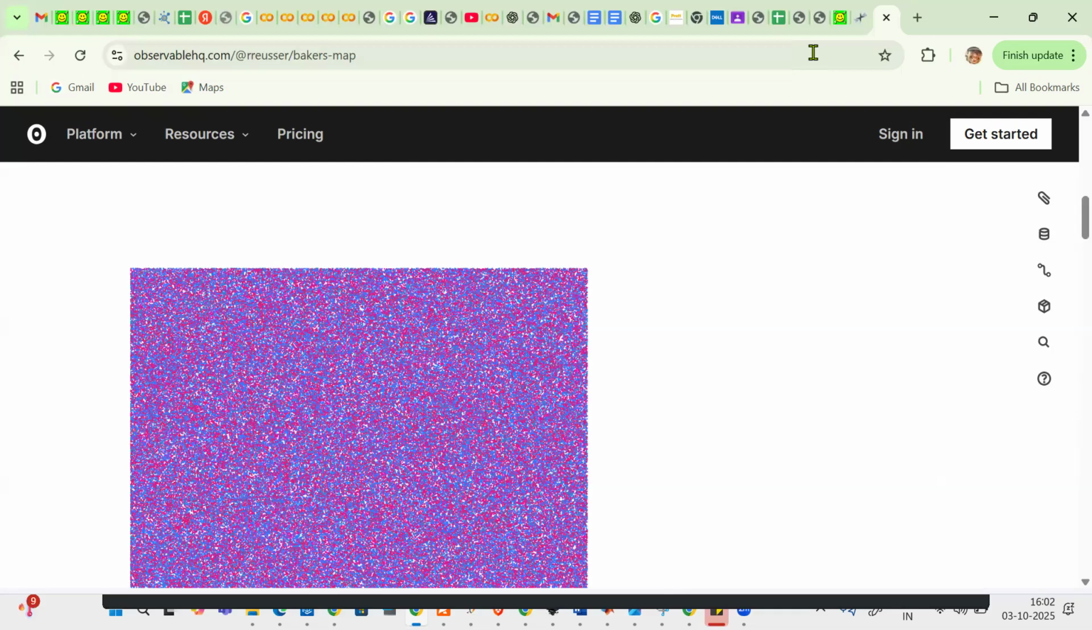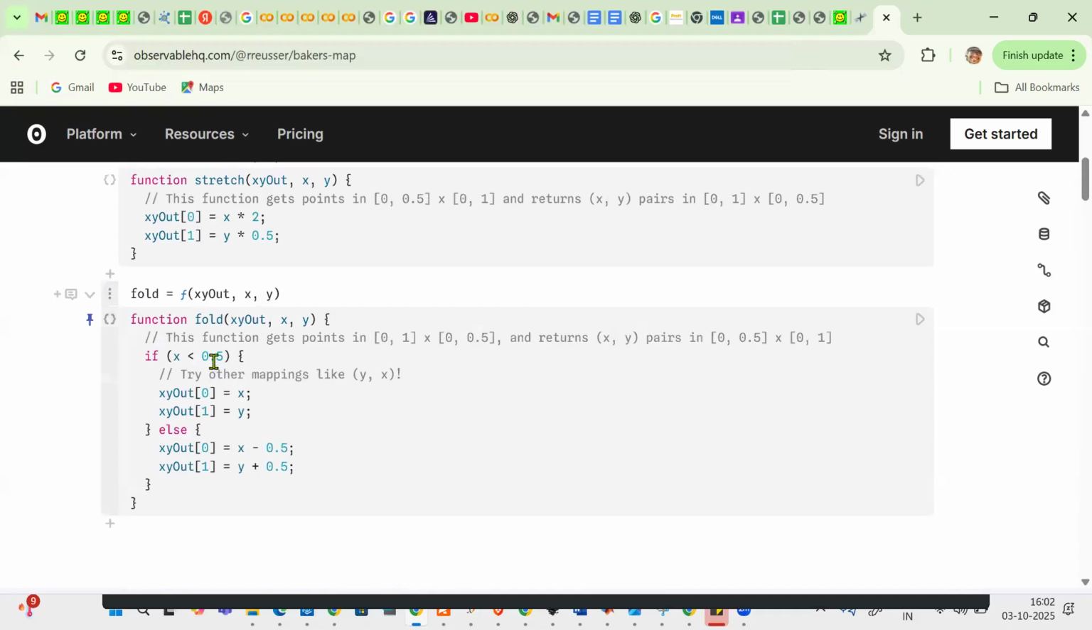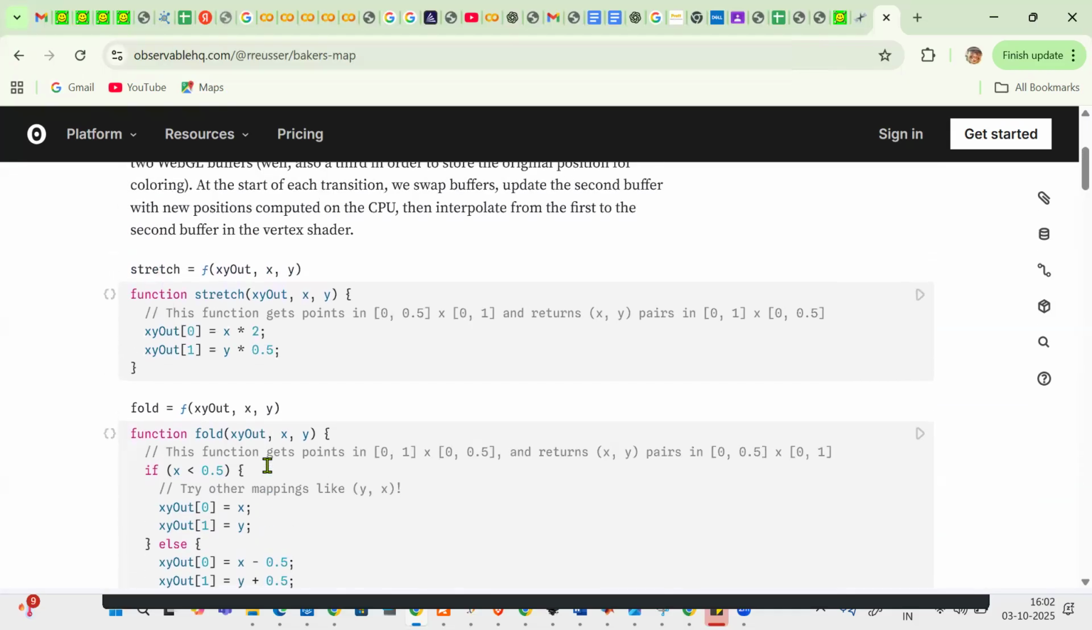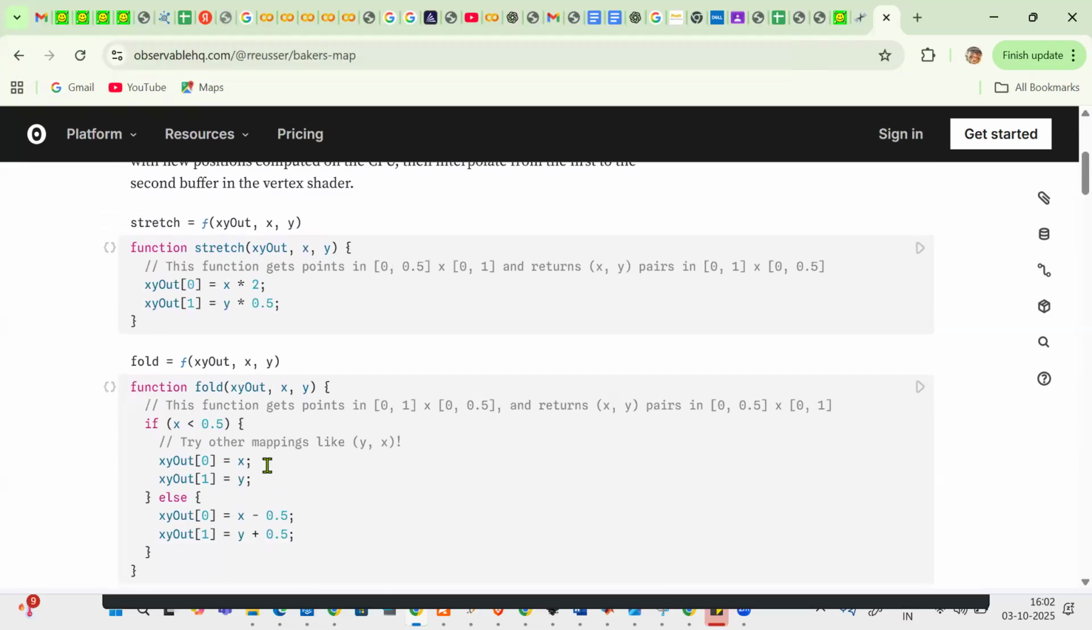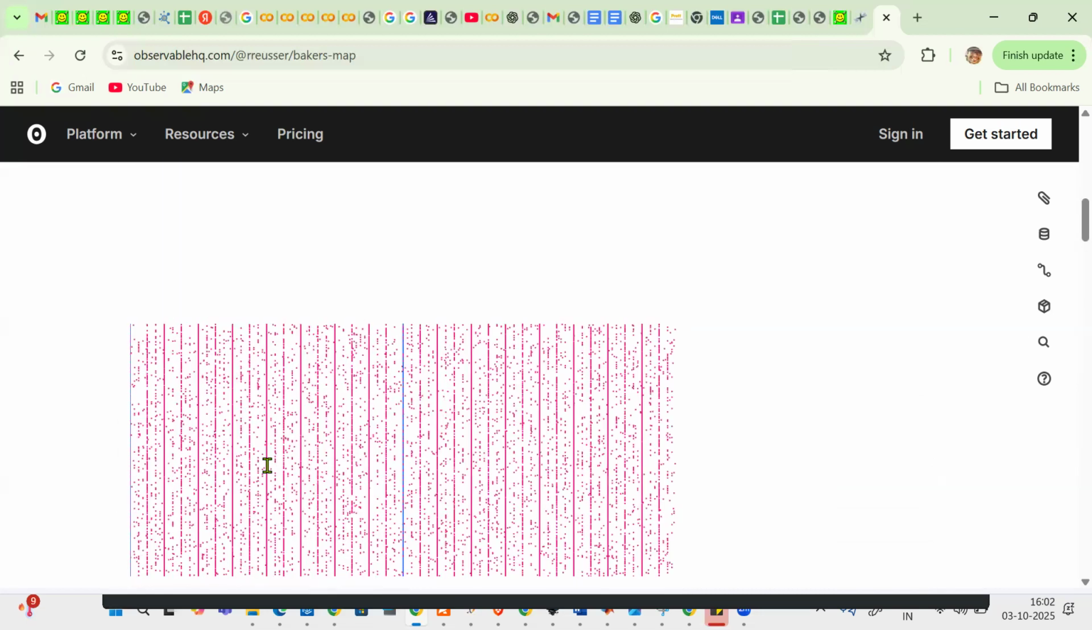Understand how they have written this code, right? So you can clearly see this was my code. If x is less than 0.5, you apply one map, else you apply a different map, right? So why a different map? One is responsible for the stretch, another is responsible for the fold. So stretching and folding dynamics you are seeing here, right?